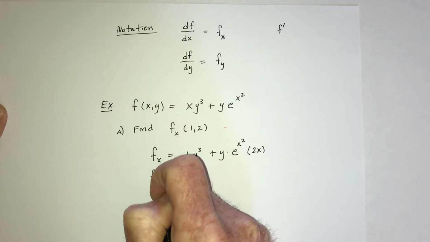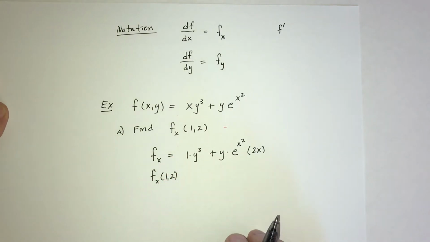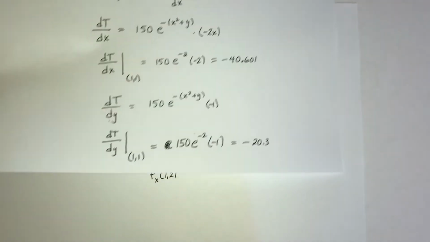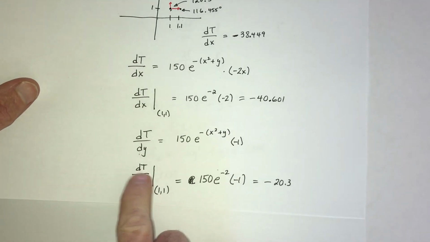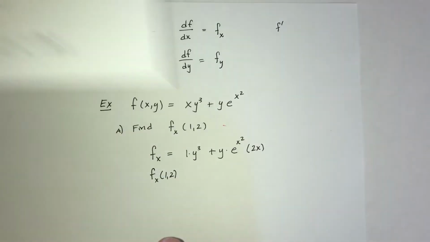And then plug in the 1 and the 2. So you can say take the derivative and plug in the number 1 comma 2 with this notation. And this notation means the same thing. Take the derivative, evaluate it at 1 comma 2. So that just means plug in the numbers.